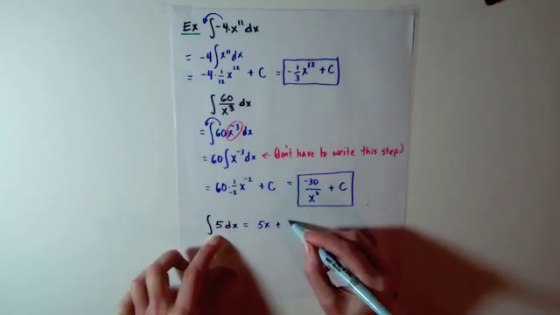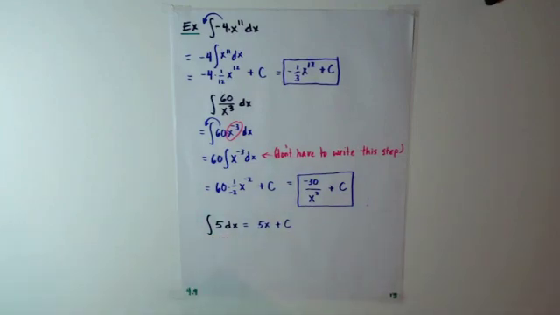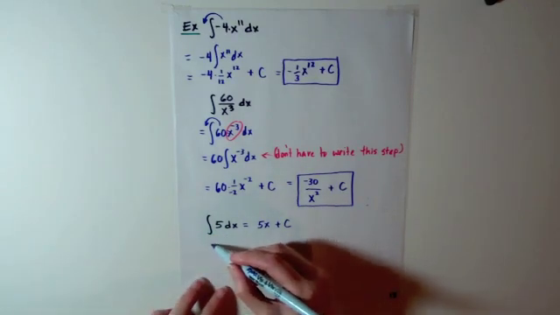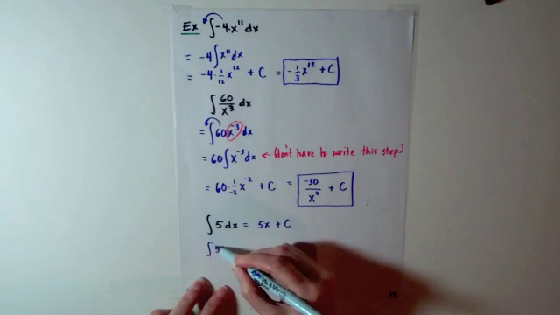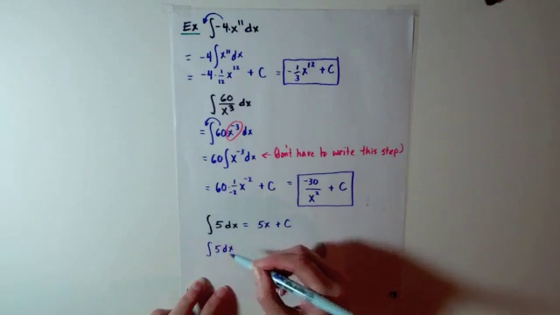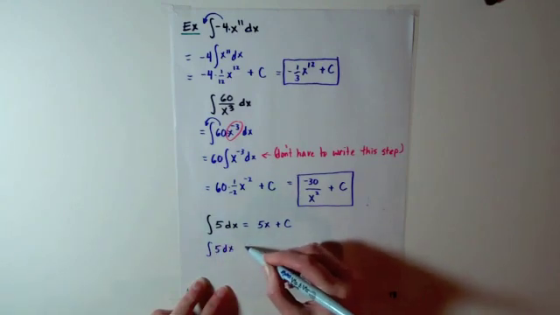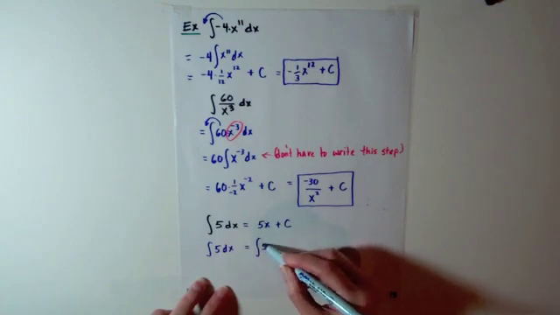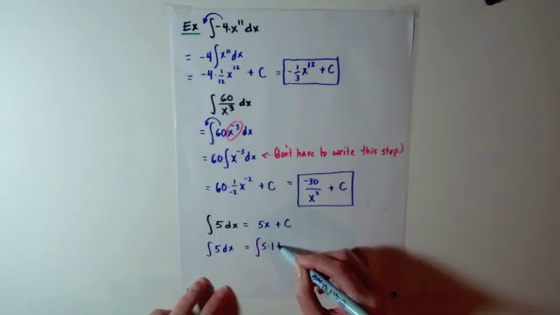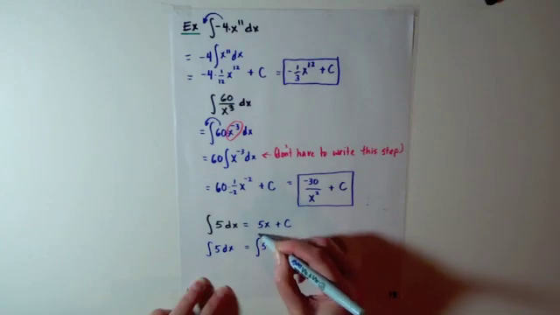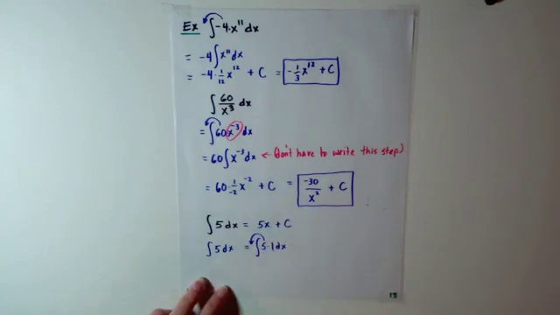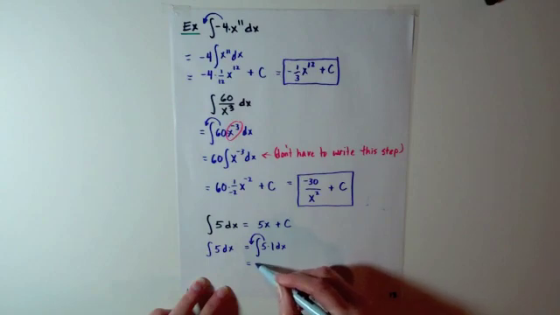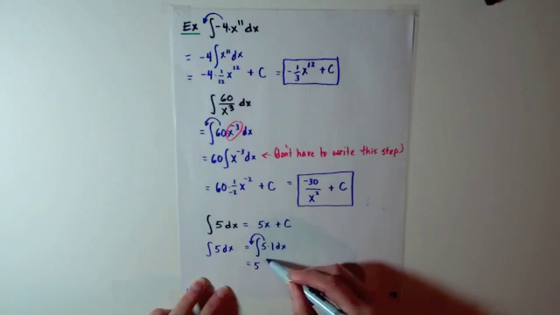And then just remember to add your integration constant on. So that would be one way to do it. The other way to do it, if you want to, is to use our constant multiple rule, and you could really think of this as the integral of 5 times 1 dx and pull this 5 to the outside. So that is a constant multiple, and I could write that as 5 times the integral of 1 dx.